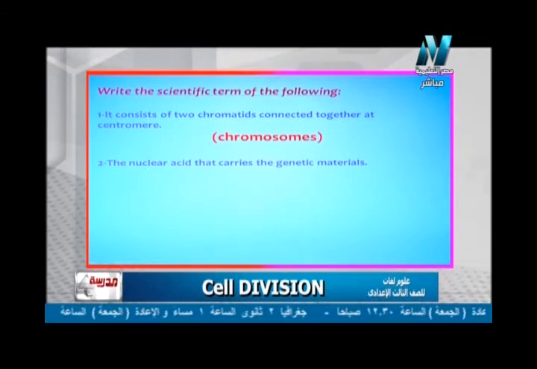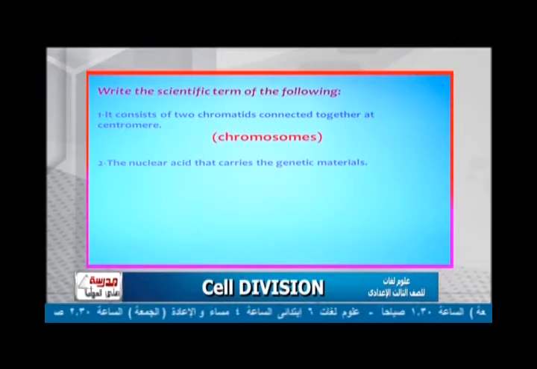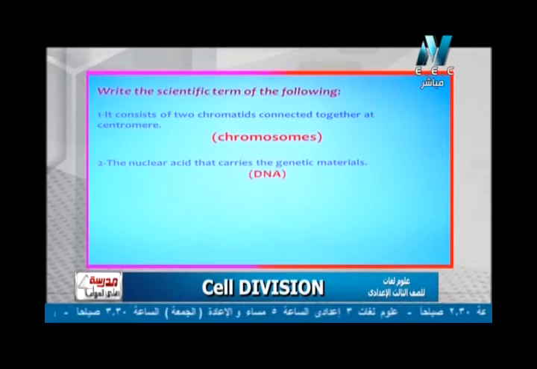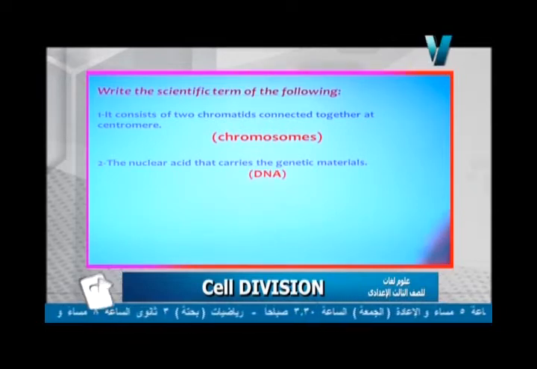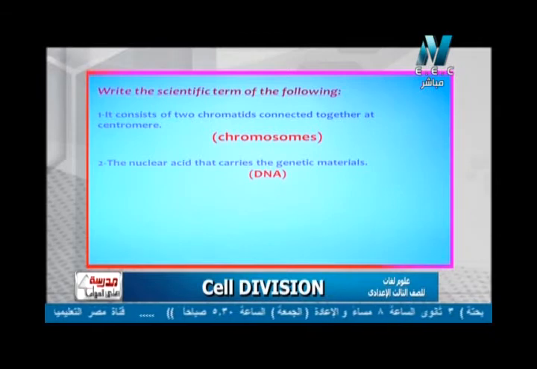The nucleic acid that carries the genetic material. In the chemical structure of the chromosome, we have a nucleic acid that carries the genetic material, which holds all the traits of the living organism. What was it called? DNA. Later we are going to learn that DNA is called deoxyribonucleic acid, and this is found inside the cell.